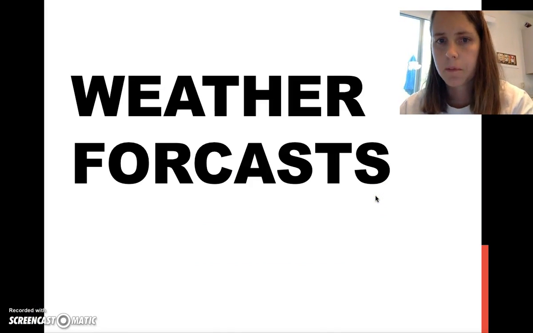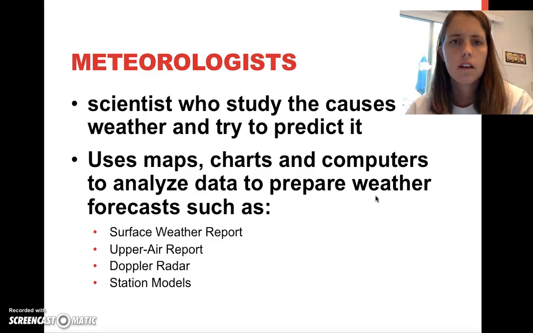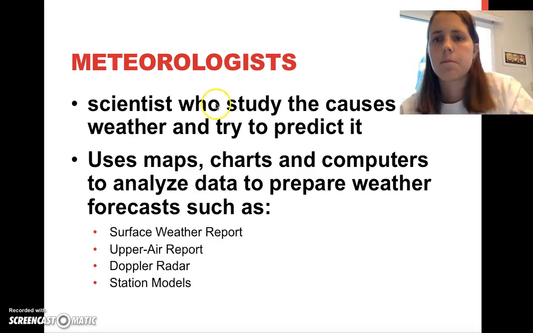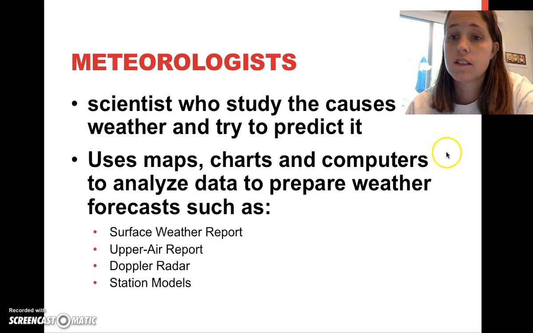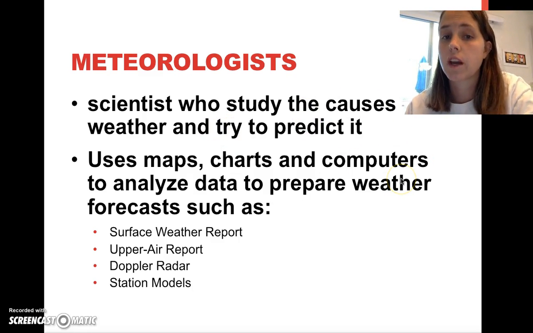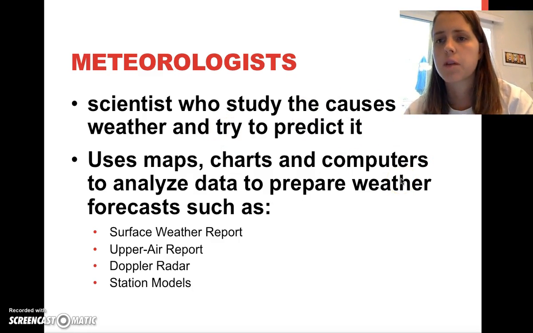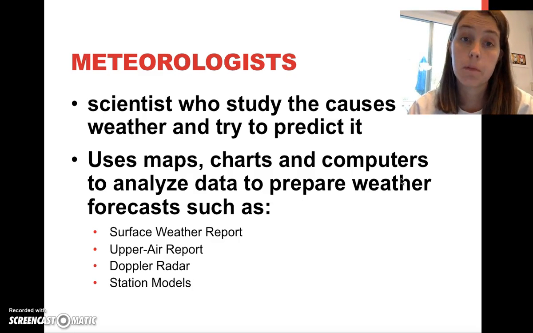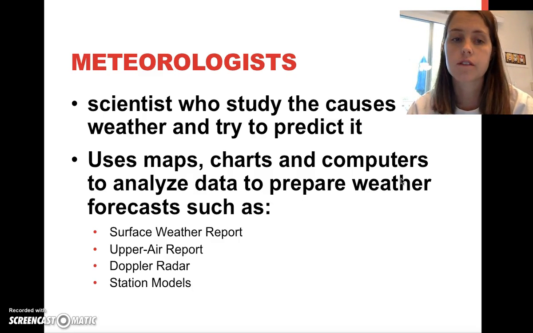All right, we are going to talk about weather forecasting. Weather forecasting is typically done by people called meteorologists, or scientists who study the causes of weather and then try to predict it. In order to predict the weather, meteorologists typically use maps, charts, and computers, and they analyze a bunch of data and prepare weather forecasts.